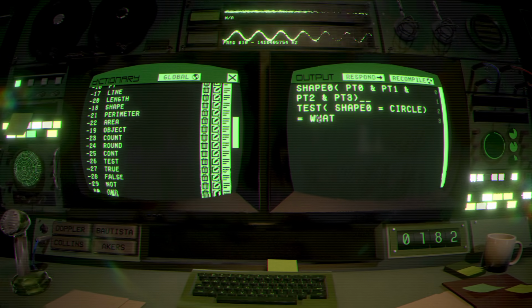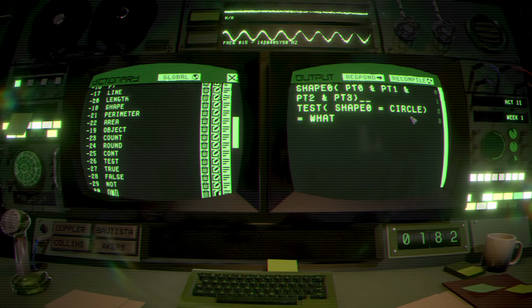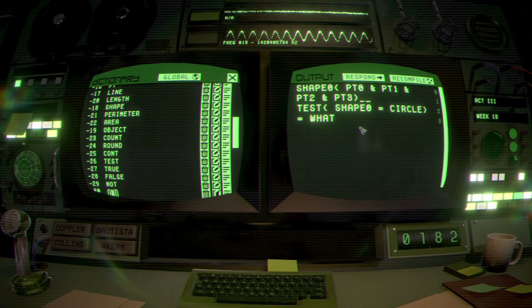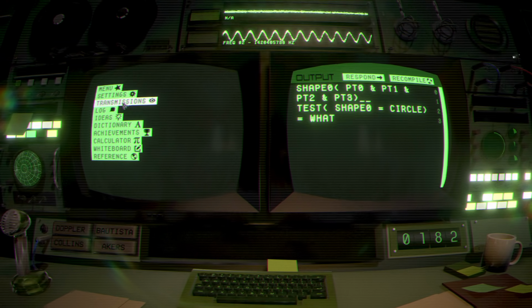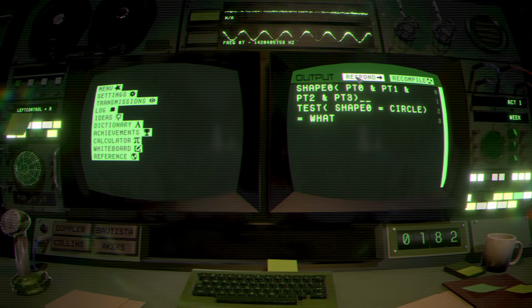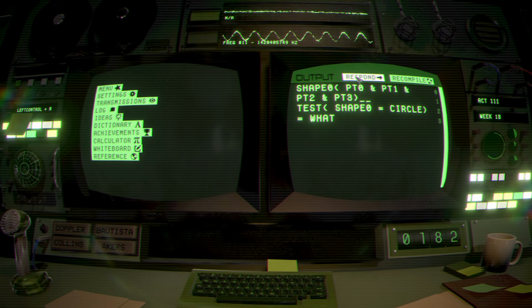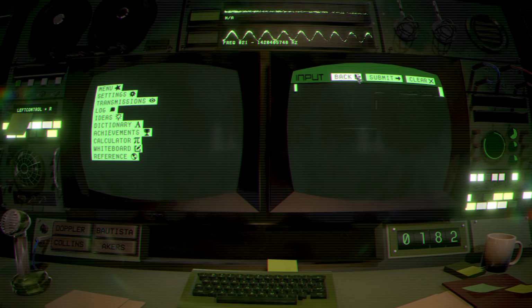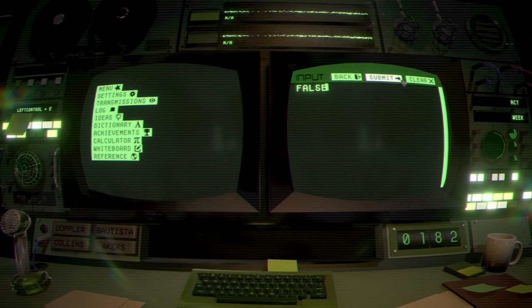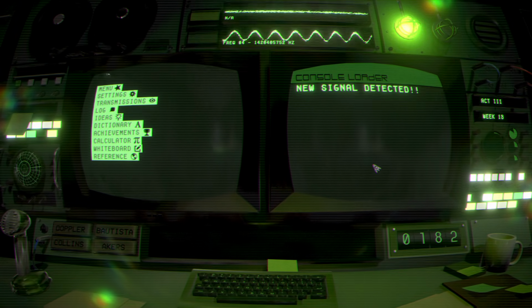In my head, then, it means test. Is shape 0 a circle? I think that's false because it has 4 points, right? So why would we have 4 points on a circle? Quite frankly, we wouldn't. So, I think false. Let's see. Fantastic.